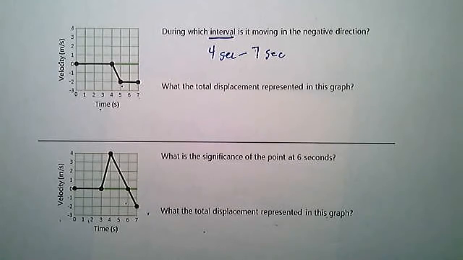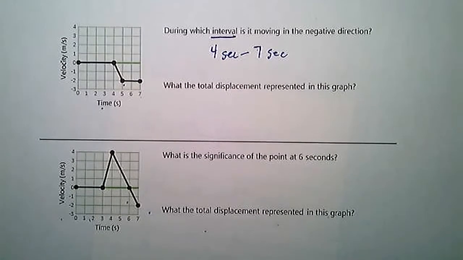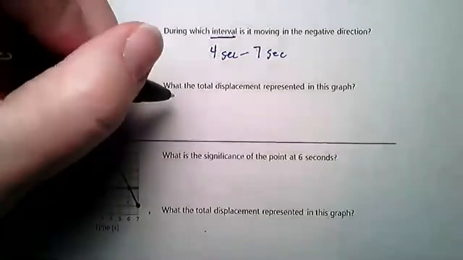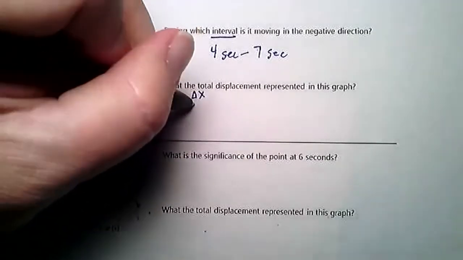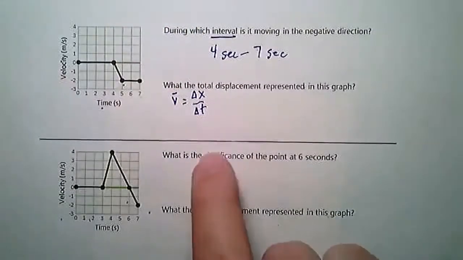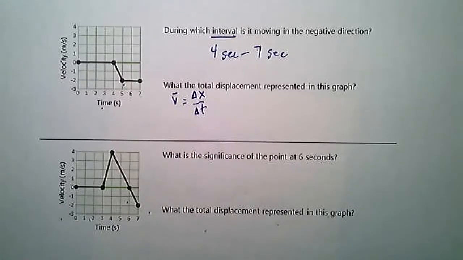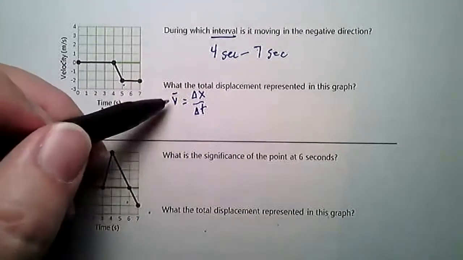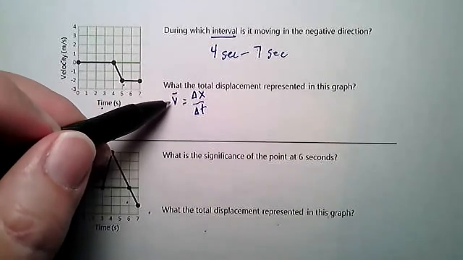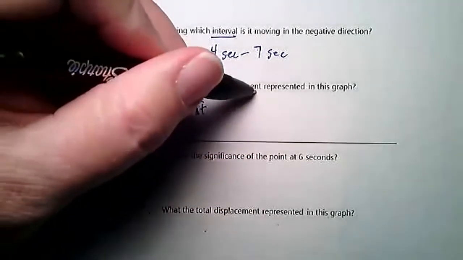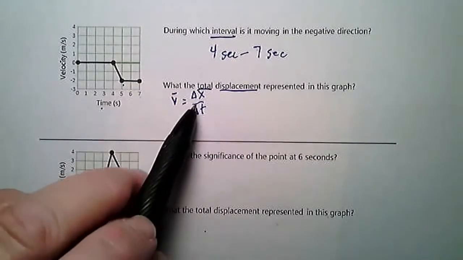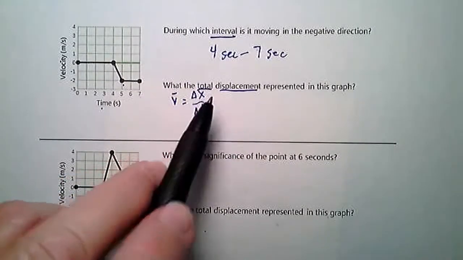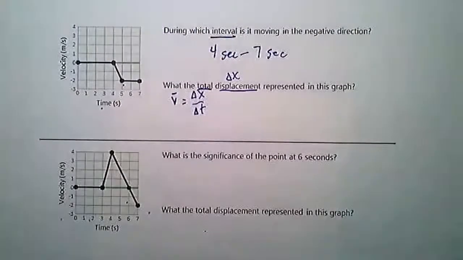So what is the total displacement represented in this graph? Now this is kind of a little bit of a trick. If I look at the velocity formula, it looks like this, and this was in the video that you guys watched. Hopefully you watched it. It was the extra part for AP Physics. What this is asking for is total displacement. Now, to get total displacement, if I think about which variable this is, it's delta x.